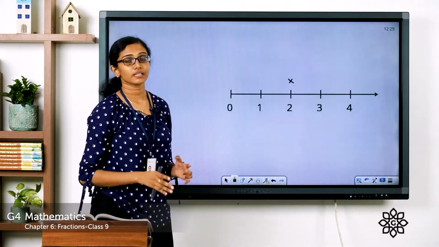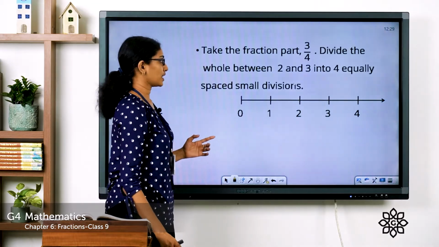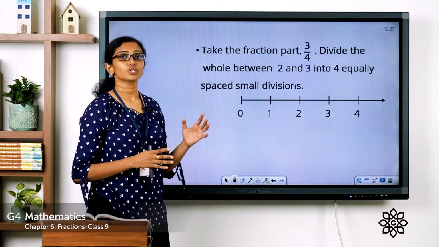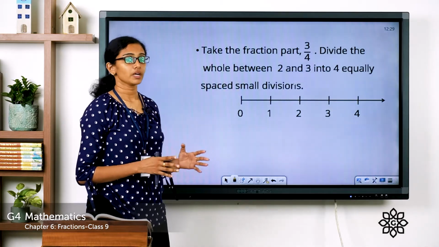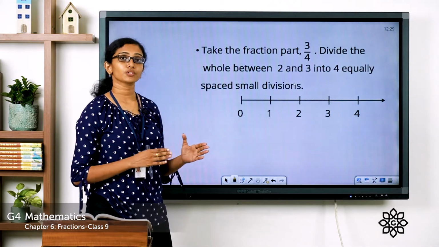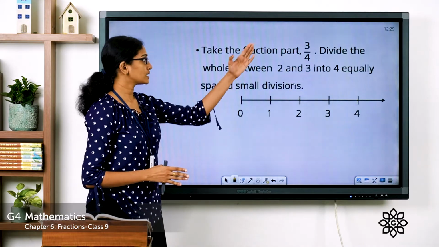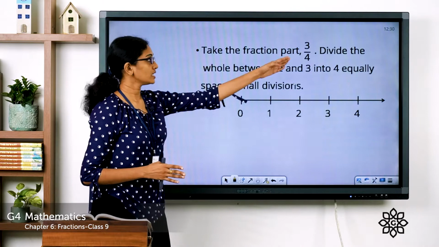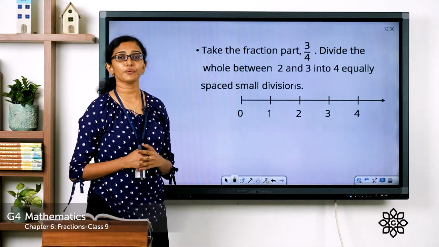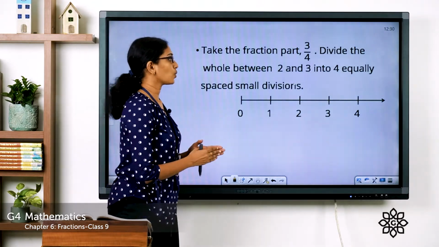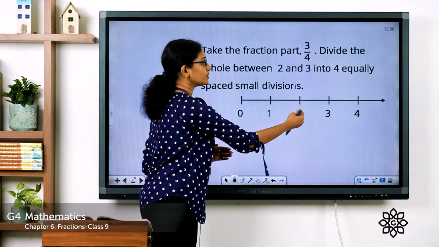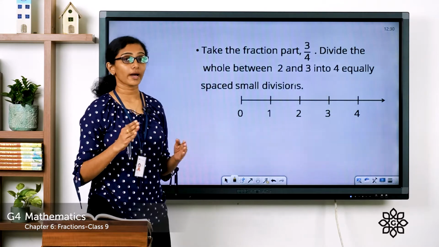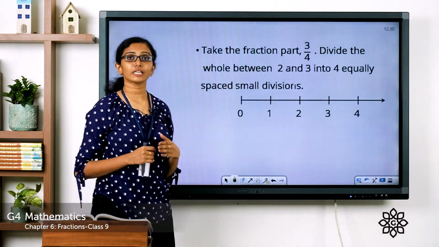Now we have to consider the fractional part of the mixed fraction, which is 3 by 4. So our mixed fraction was 2 3 by 4. We have already reached the point where it corresponds to the whole part 2. Now we are considering the fractional part 3 by 4. This fraction is a proper fraction. So we are going to divide the whole between 2 and 3 into 4 equally spaced divisions. Why 4? Because the denominator here is 4.